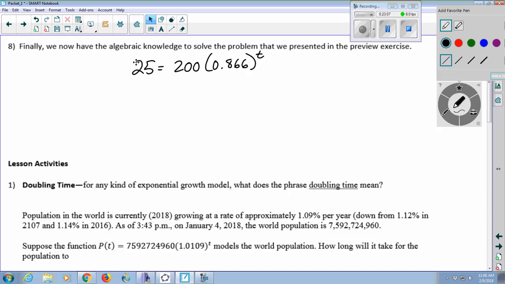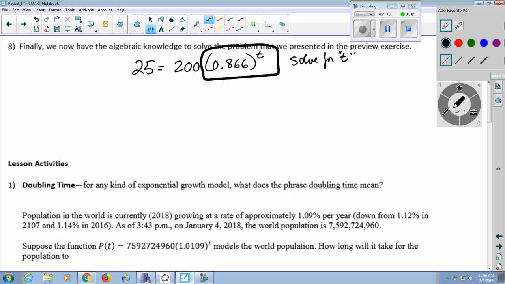All right. So you want to solve for t. The first thing you want to do is to get the expression that has the base with the power all by itself. You want to isolate that, get that all by itself on one side of the equation. So the first thing we're going to do is divide both sides of this equation by 200. 25 over 200 I can reduce quite easily. It's 1/8 equals 0.866 to the t.